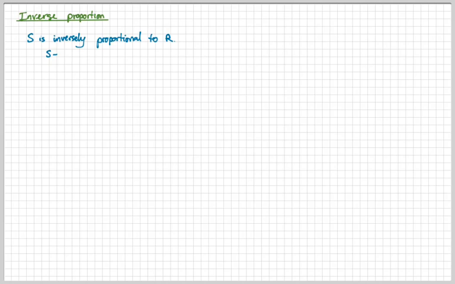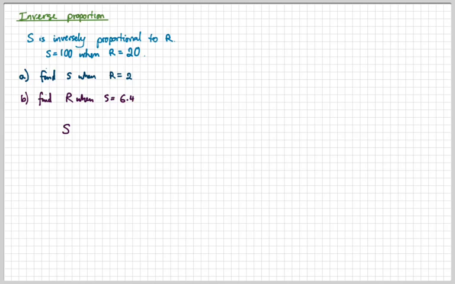So, this question carries on. It says, when S is equal to 100, R is equal to 20. Okay, so that's all we get. S is inversely proportional to R, so when S is 100, R is 20. So part A says, find S when R is equal to 2. Okay? And B says, find R when S is equal to 6.4.